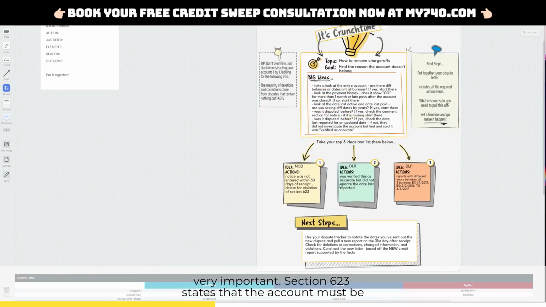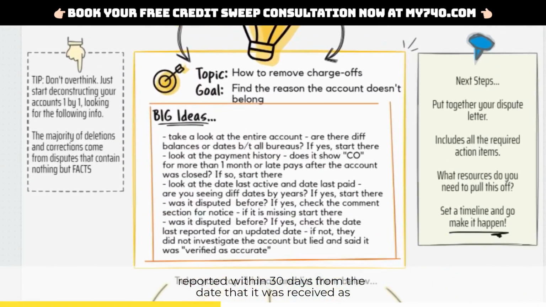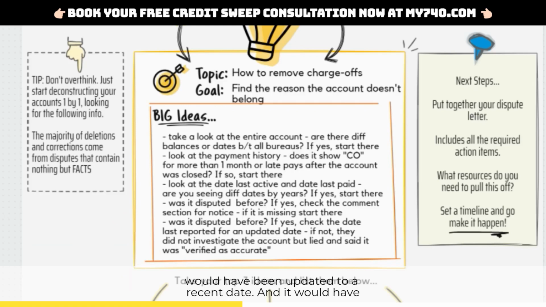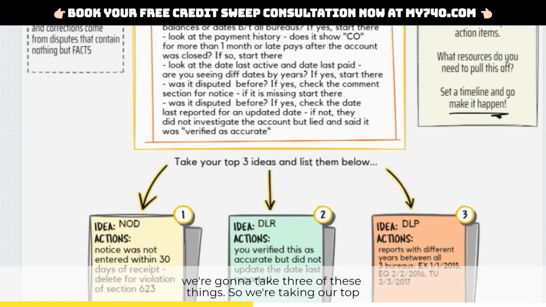Section 623 states that the account must be reported within 30 days from the date that it was received as disputed. So was it disputed before? If yes, check the date last reported for an updated date. If not, they did not investigate the account and lied and said it was verified as accurate. If it had been verified as accurate, that date would have been updated to a recent date, and it would have been obviously changed, right? So because they didn't do that, I take it as them not having investigated the account. So we're going to take 3 of these things.